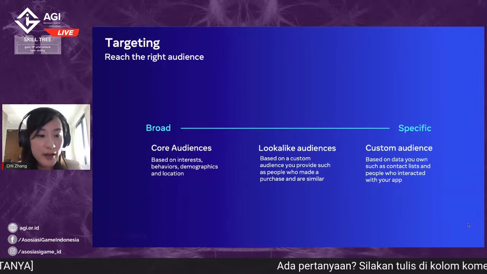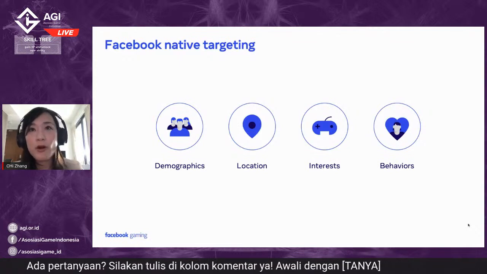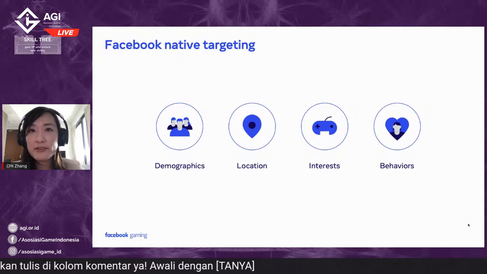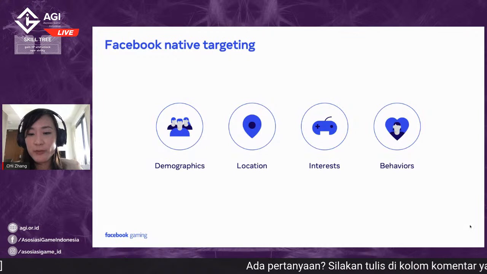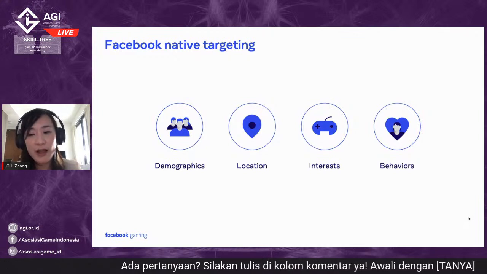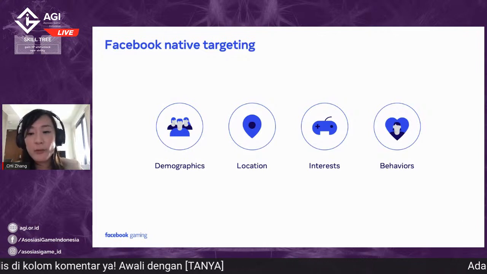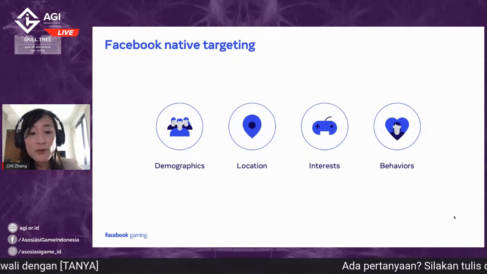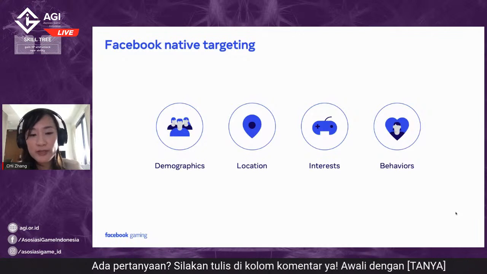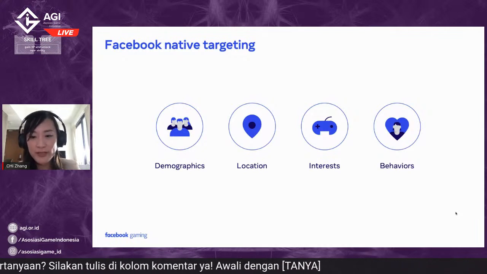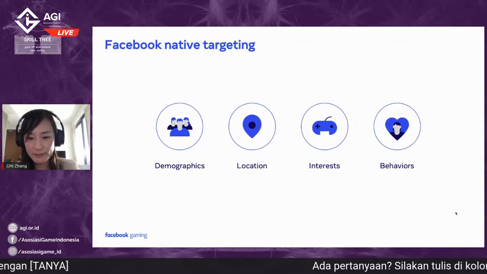For example, let's look at the next slide. Some of the native targeting labels or options could be demographics, locations, interests, or behaviors. Interests enable you to reach people based on their hobbies and the pages they like on Facebook. Location enables you to reach people in cities, countries, and communities you want to do business with. Demographics enable you to reach people based on their age, gender, and more labels. And behaviors enable you to reach people based on their purchase behavior, device usage, and other activities.